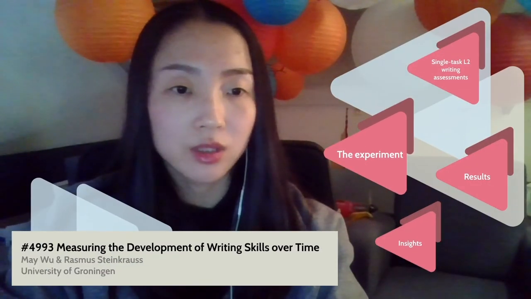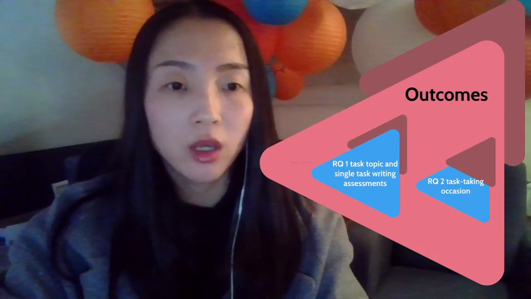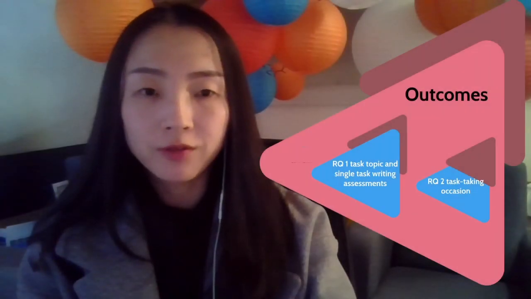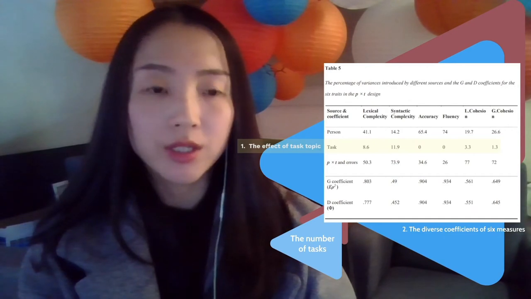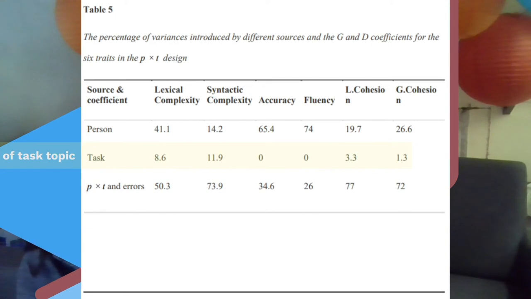The results of the G-theory analysis were presented in the result section. It has two parts of outcomes. The outcomes of the first G-theory analysis are presented in this table. This analysis locates three sources of score variance. The first one is person, which is also called the universal score. It's the same as the true score in classical test theory. The second is task topic, which is the assessment characteristic of interest in this study. Last is residual, including the interaction between person and task topic, and some random effects. As you can see from this highlighted part, task topic introduces different amounts of score variance in different traits.